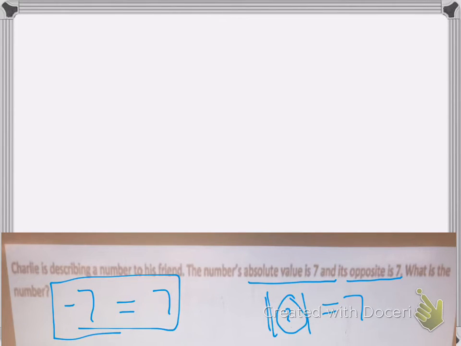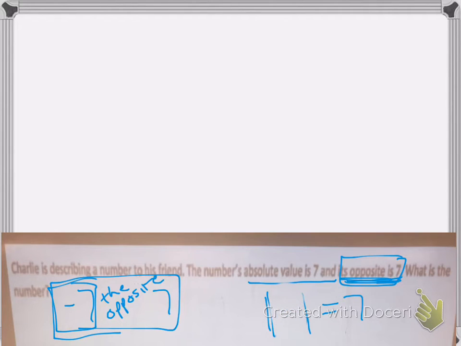Let's not put an equal sign there so you don't get confused. We'll put the opposite. All right, so the opposite of negative 7 is 7. That's what it says here, right? We're looking for the number whose opposite is 7. Well, the number whose opposite is 7 is negative 7.